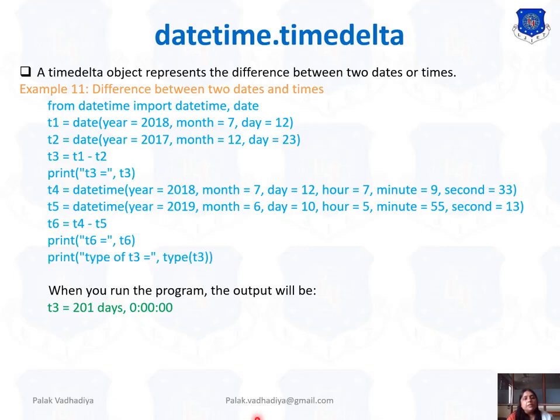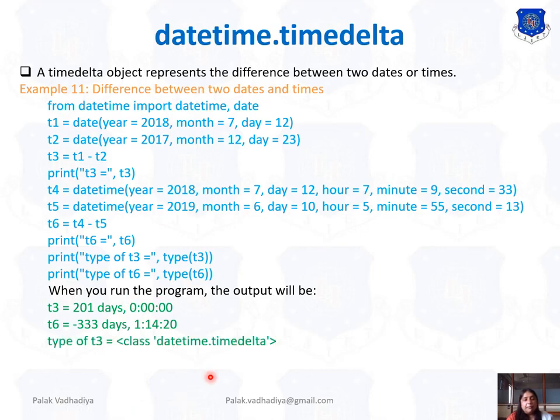And then we want to print the type of T3 and type of T6. So when I run the above code, see here, as we discussed, in T6 we get a negative value because T5 is higher than T4. And then this is a day difference as well as a time difference. Everything is calculated. And the type is timedelta, because we are finding the difference between the time as well as the day. So the type of T3 and T6 is timedelta.